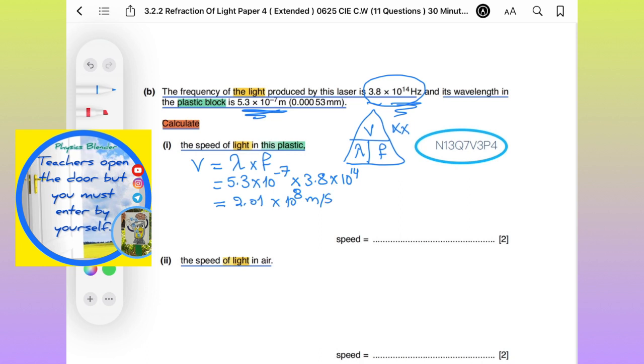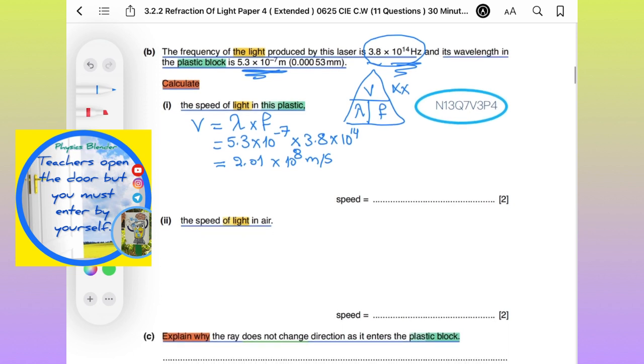Okay? The speed of light in air, it has 2 marks. You know already the value of speed of light in air, which is 3 times 10 to the power of 8 meters per second. Okay? But here it is asking you to calculate, not to state. Calculate, not to give a numerical value. No, you have to calculate. So you have to show your working. Don't just write the value you know for the speed of light in air.